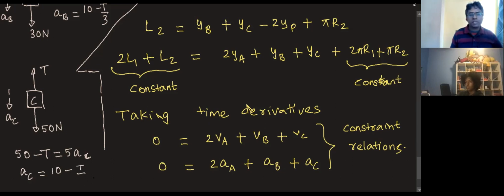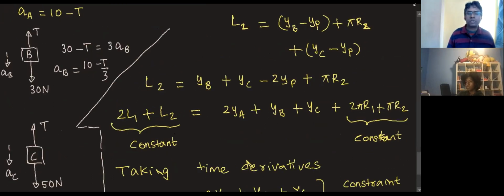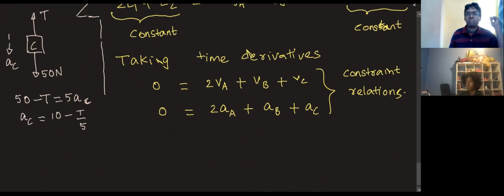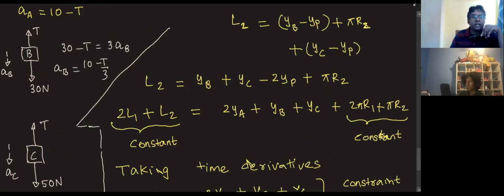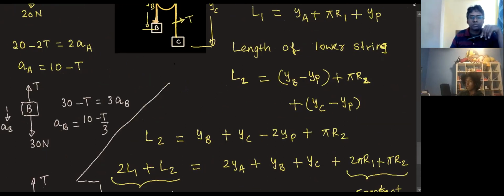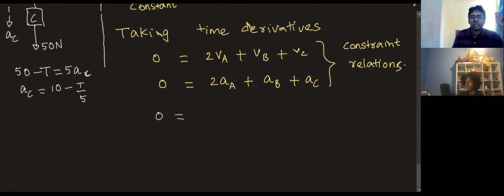Now you take these equations, I have AB, AC, and AA, and substitute in our constraint equation. If you substitute in our constraint equation, we have 2AA actually directly. So 20 minus 2T I will substitute here. I get 20 minus 2T.